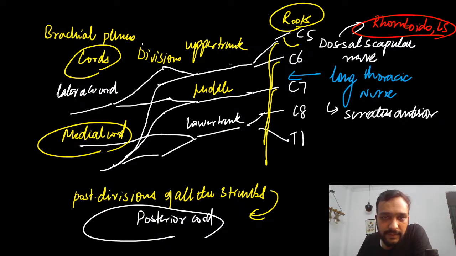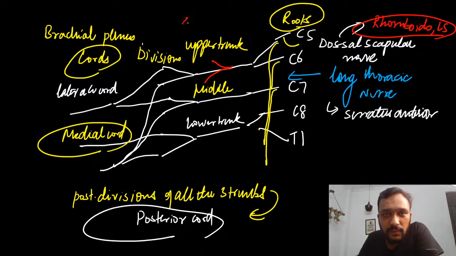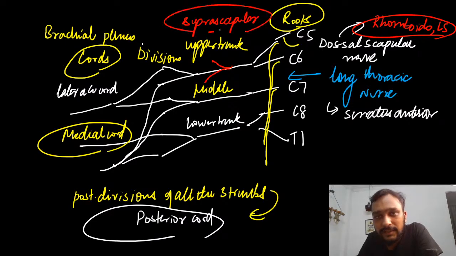Then guys, which are the two branches which are going to come from the upper trunk of the brachial plexus? So these include your suprascapular nerve and your nerve to subclavius. Okay, so these are the two branches that are going to come from the upper trunk.